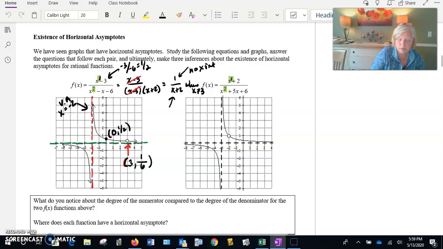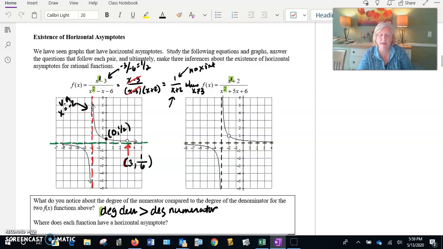So a couple of things you might notice. The first one, what I was really going for, is that the degree of the denominator is larger than the degree of the numerator. And so it has a horizontal asymptote. And notice that in both cases, our horizontal asymptote is at y equal to 0. And that actually is true. I will leave it to you to verify this.